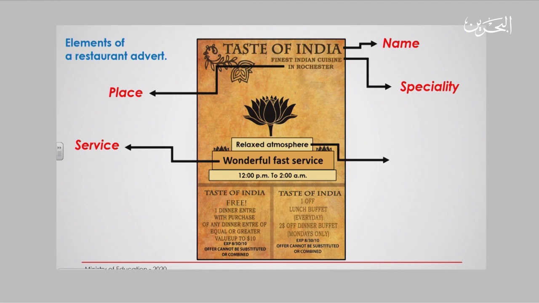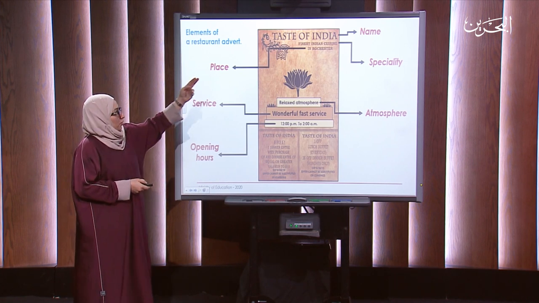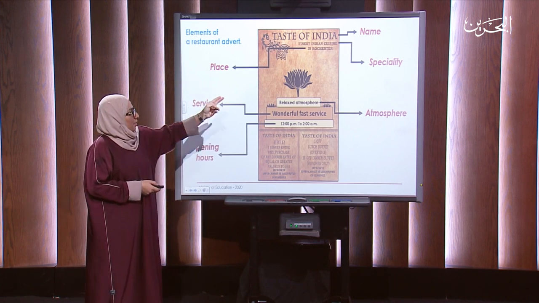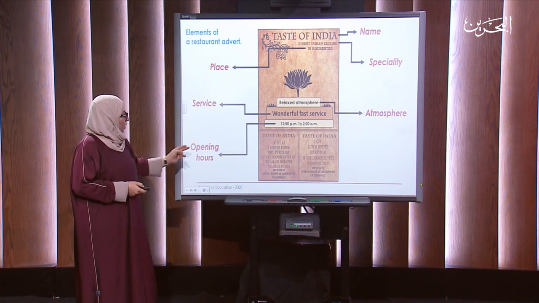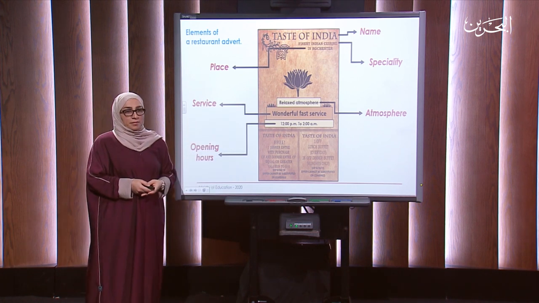Service. Atmosphere, where you describe the place, the atmosphere of the place. For example, here it's written relaxed atmosphere. Opening hours. As we say, these are the elements of a restaurant advert: name, place, specialty, service, atmosphere, opening hours.